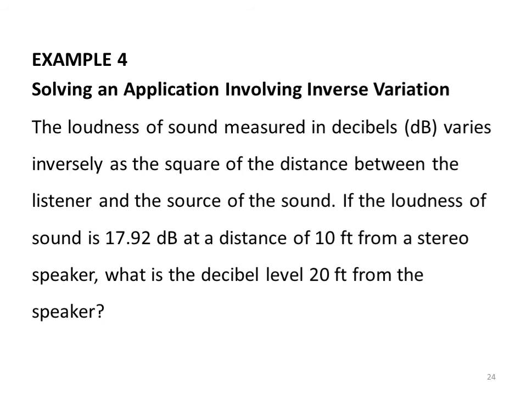Now, if the loudness of sound is 17.92 decibels at a distance of 10 feet from the stereo speaker, from the source of the sound, what is the decibel level 20 feet from the speaker? Here the data we're given is that when the distance is 10 feet, the loudness is 17.92. From these two numbers we will figure out K, the constant of variation. We write our model, and then we can use it to solve problems like finding what the loudness will be if you are 20 feet away from the source of the sound.